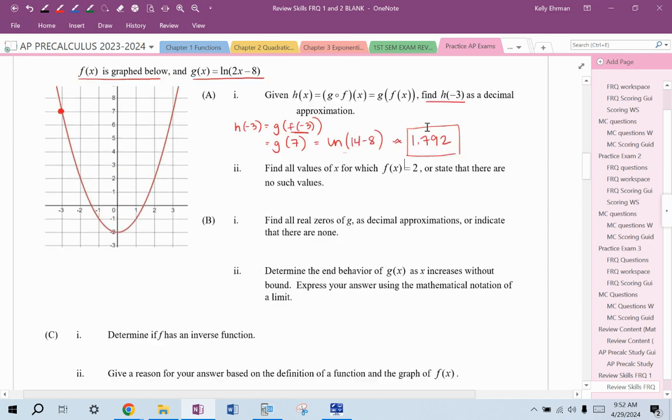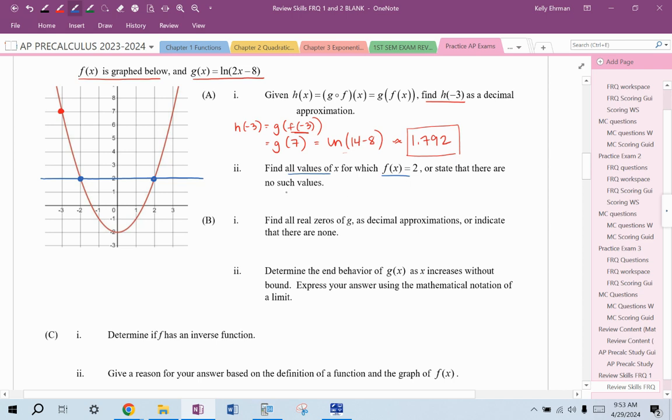All right, find all values of x for which f of x equals 2, or state that there are no such values. So f of x, we're still on this graph here. When is it equal to 2? So basically, what are these points? Here are 2 points where the y value is 2. So what x's make those happen?